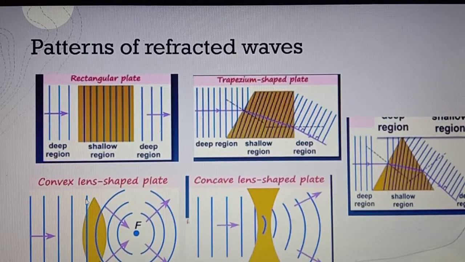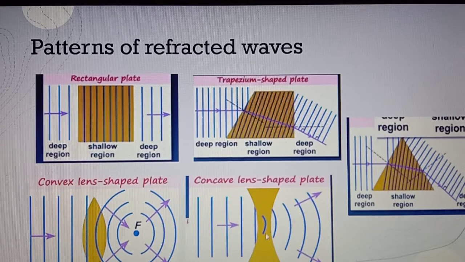Okay, so let's say we put a convex shaped plate. Because of the shape, what happens to the water wave? It will converge to one point. There is a focal point of the convex shape. So what happens to the wave? The shape of the wave becomes circular, more curved, because of the convex shape. So this is the pattern formed. On the shallow region, the distance between two wavefronts becomes shorter.